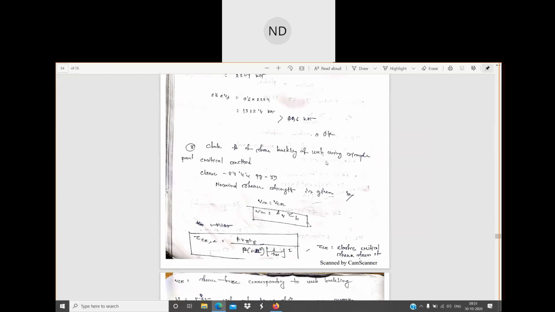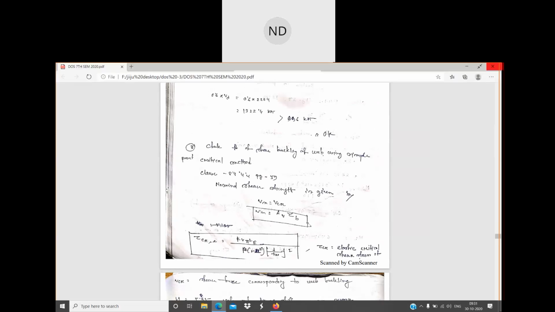Check for the shear buckling of web using simple post critical method. In the IS code, I showed you.